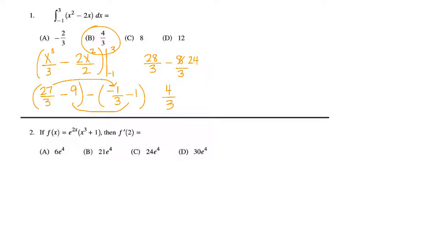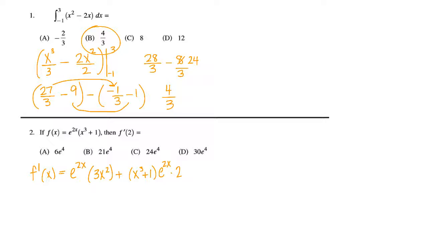For question 2, it looks like we need the product rule. So let's find what f prime would look like first. So f prime at x is going to be the first times the derivative of the second, so we're going to get 3x squared, plus the second times the derivative of the first, and the derivative of the first is still going to be e to the stuff, but then times stuff prime.